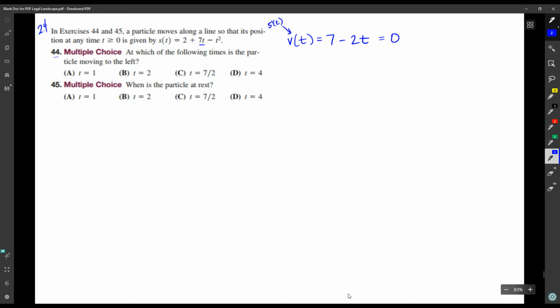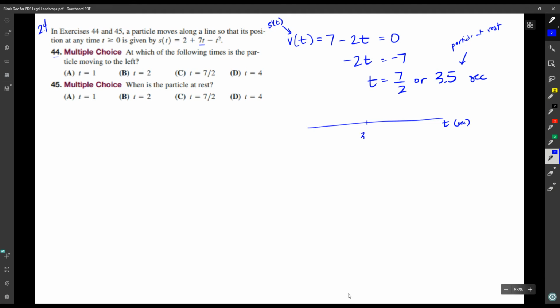So if we set that equal to 0, we have negative 2t equals negative 7, and that means that t is 7/2, or 3.5 seconds. So that's when we know the particle is at rest because the velocity is 0. Now what I like to do is think about a number line that represents time. In this case, we are in seconds. So we know we have a change of direction or at least a 0 in the velocity at time 3.5 seconds. We know we start at time 0. Let's test the velocity in these two intervals we have now created.